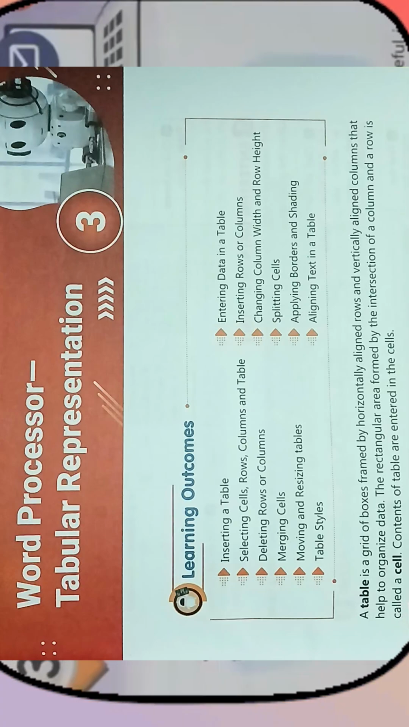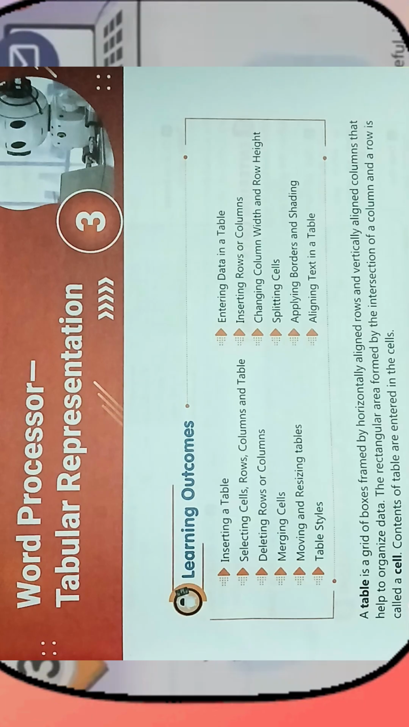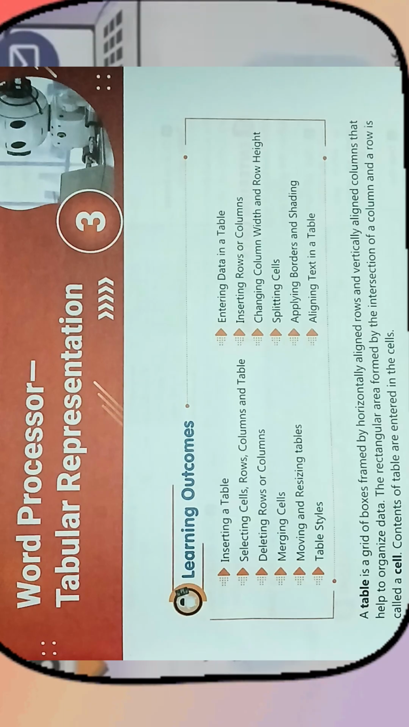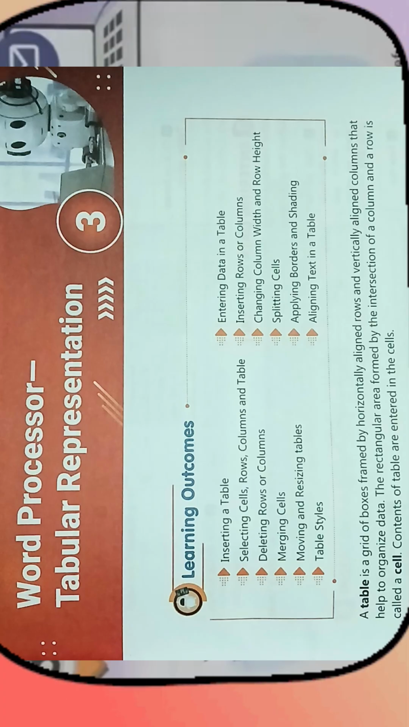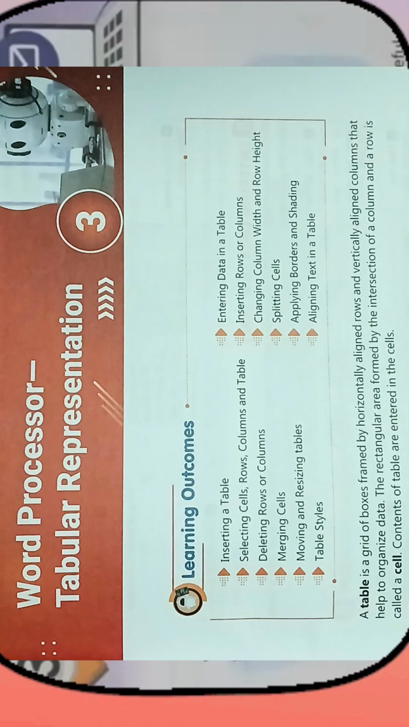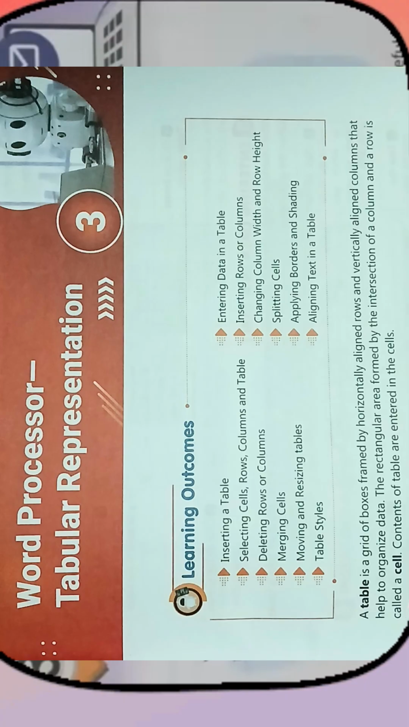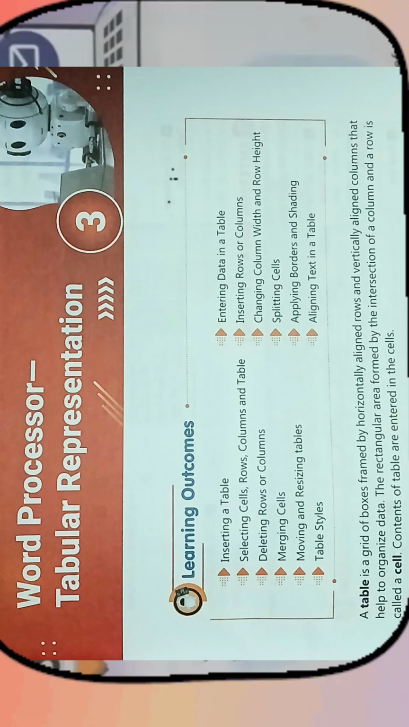Good morning, students. Today we will study our chapter Word Processor Tabular Representation. In this chapter, in part 1, we will discuss inserting a table, entering data in a table, selecting rows and columns and tables, adding and deleting rows, adding and deleting columns.